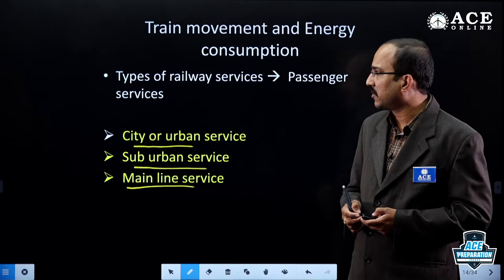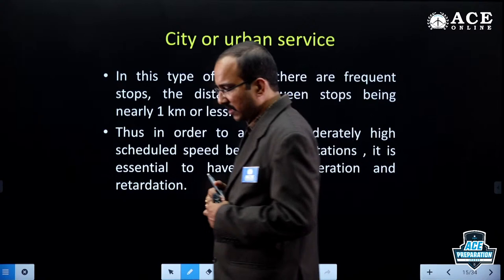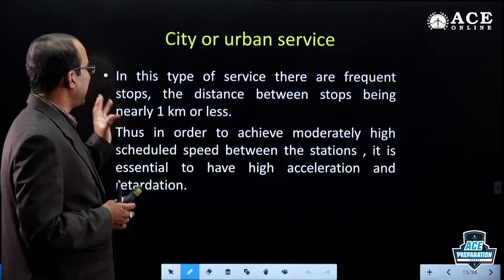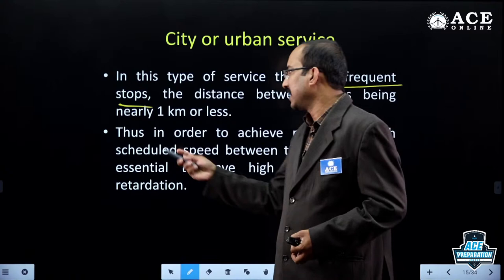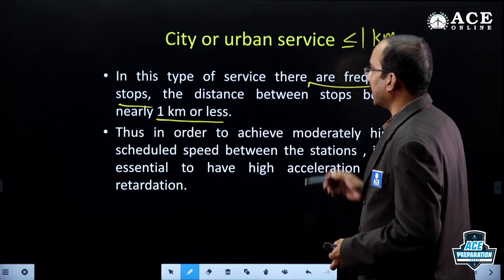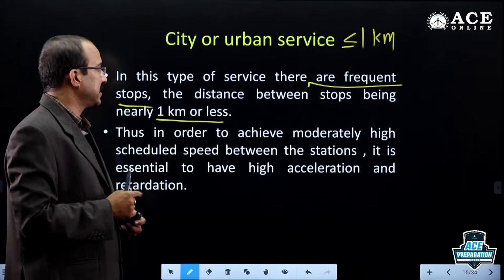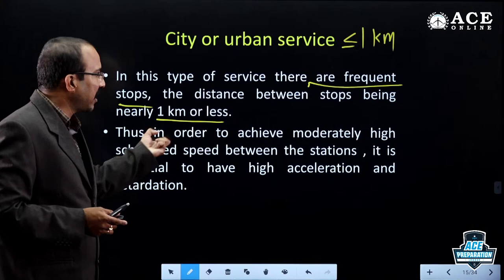Coming to city or urban service, if you observe, there are frequent stops. The distance between the stops will be very less, nearly 1 kilometer or less, that is, less than or equal to 1 kilometer. But in order to achieve this requirement, what do we need to have?